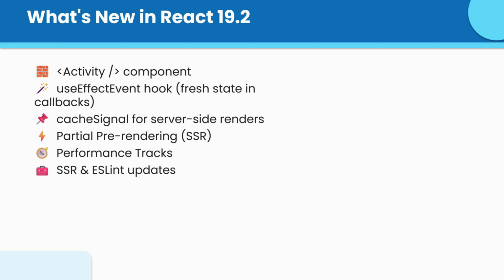Let's see a quick summary of what's new in React 19.2. Activity component: hide components without unmounting. useEffectEvent: fix stale listeners. cacheSignal: cancel server work when a render is aborted. Partial pre-rendering: send part of the page early for faster load. Performance tracks, and also SSR and ESLint updates.